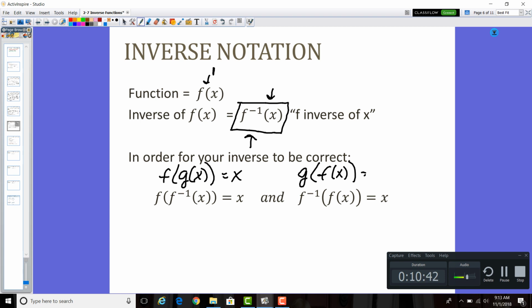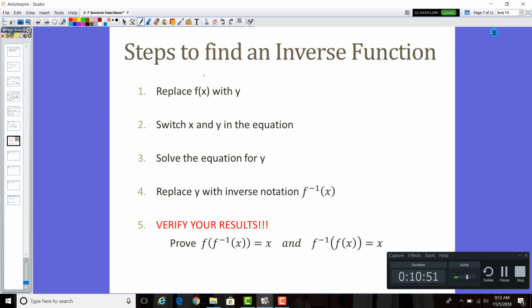Okay? How do we find that inverse? Well, there's a lot of background rules that go into this. I'm going to go through a lot of examples, but the same process applies. This is the step-by-step process to find an inverse of any function.